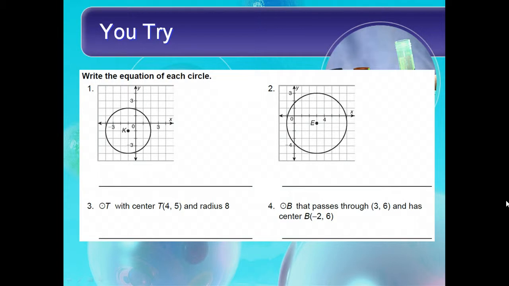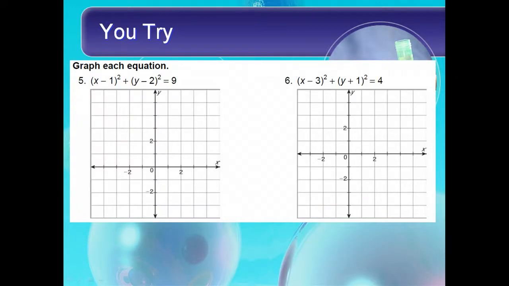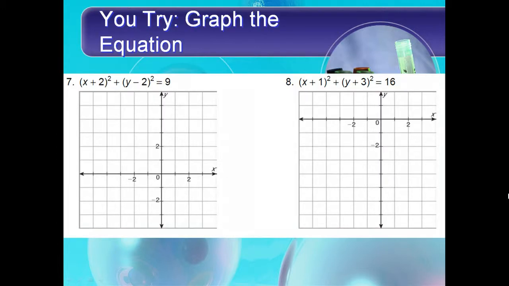Now you try. Write the equation of each circle. And then graph each equation. And 2 more graphing problems for practice.